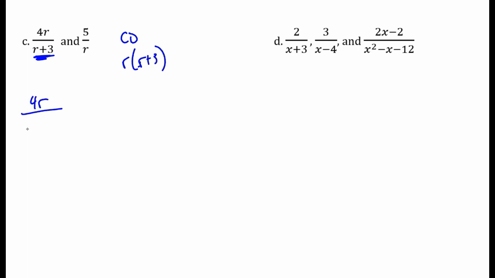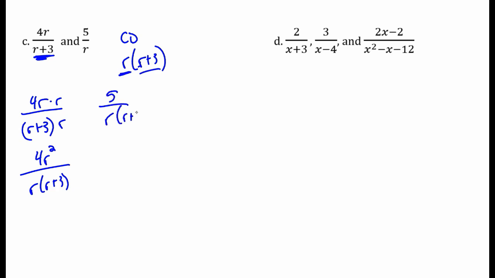So this first expression has the r plus 3, so I need to multiply an r in. I need to stick an r on the top and bottom. So I get 4r squared over r times r plus 3. And the second expression here has the r factor. It needs an r plus 3 factor. So let's stick an r plus 3 factor up top. And we get 5r plus 15 over r times r plus 3.